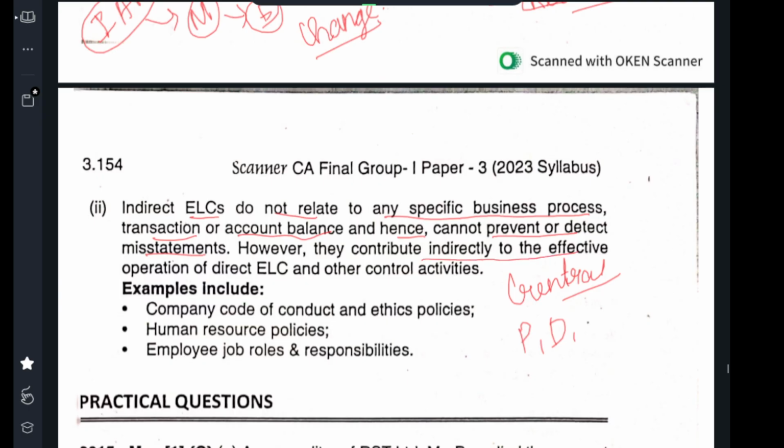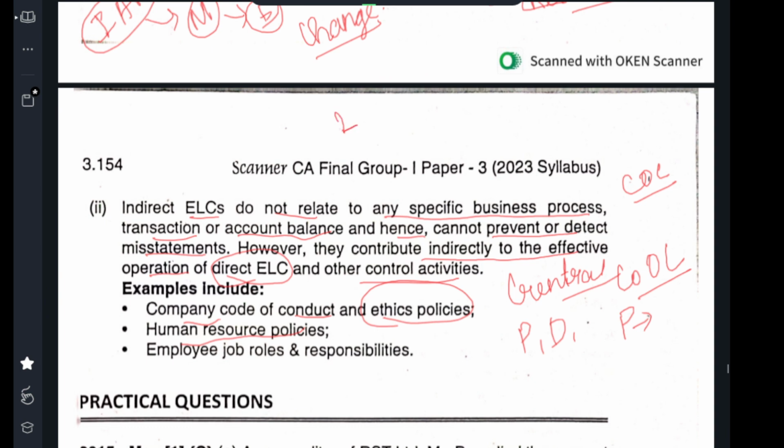However, they contribute indirectly to the effective operation of the ELC and control activities. Examples include the company code of conduct and ethics policies. So this is the general policy of a business, which says you should follow the code of conduct the company has given, and human resource policies.